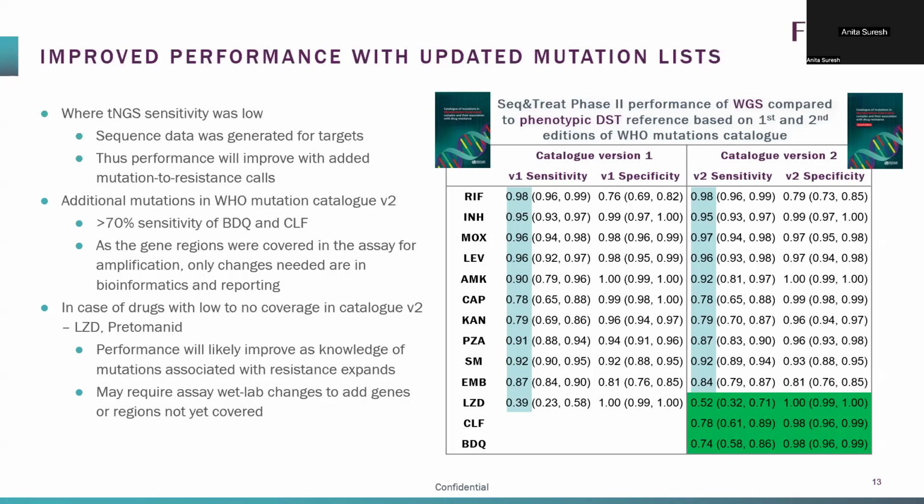Now, there are certain drugs like pretomanid and others, or even linezolid, as you can see, where it's still pretty low because there are certain targets we don't know yet. There is also not very high resistance for linezolid overall in the world, which makes it harder to make those correlations and associations. But as our knowledge of mutations improves, the performance can also improve, because these can then be captured in the catalog and hence in assays and products that are developed based on this.